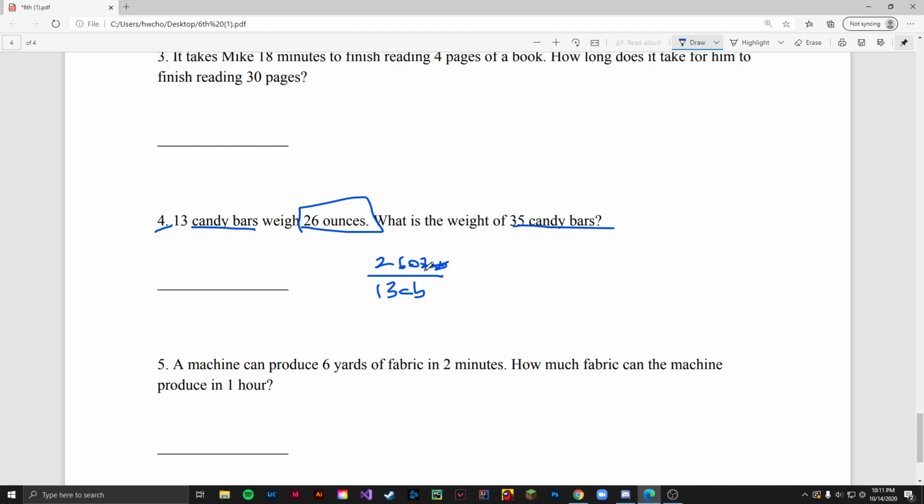Right, we're trying to find the ounces per candy bar. Ounces for each candy bar. That's what per means. Like miles per hour, it's like miles for each hour. Anyway, you cancel this out, you divide it, you get 2 ounces for each candy bar. But if you have 35 of those, it's going to be 2 times 35, which is 70. Ounces can be written as OZ for short.